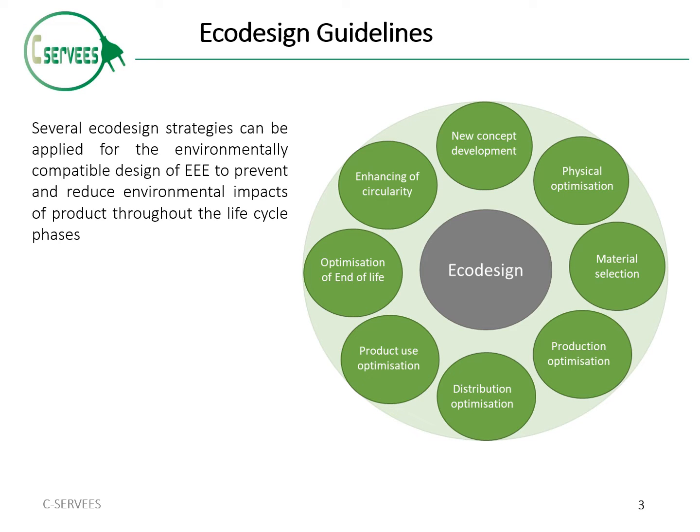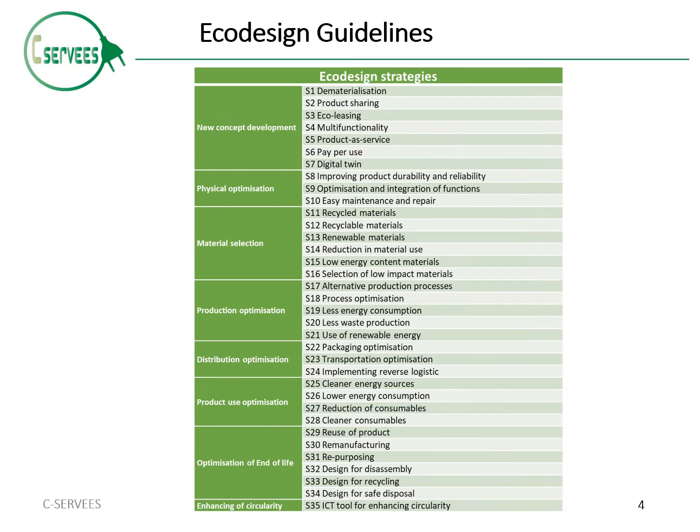Several eco-design strategies can be applied for an environmentally compatible design of EEE to prevent and reduce environmental impact of product throughout the life cycle phases. The table shows all the eco-design strategies for EEE that have been identified based on literature review and validated by C-Service partners through the survey conducted within Task 6.1. In the following slides, each eco-design strategy is briefly presented.